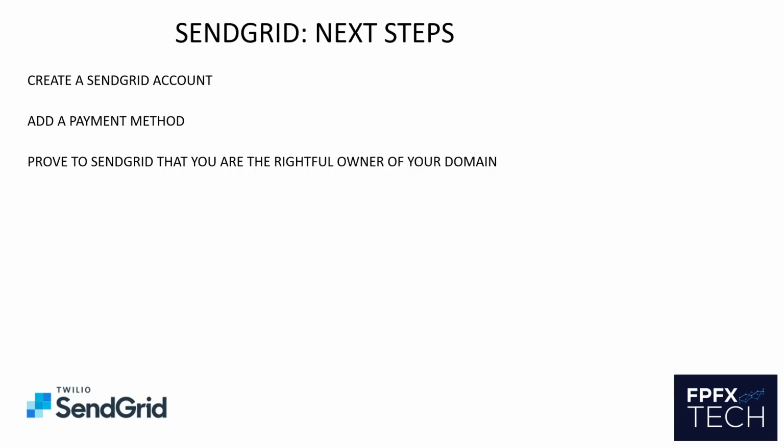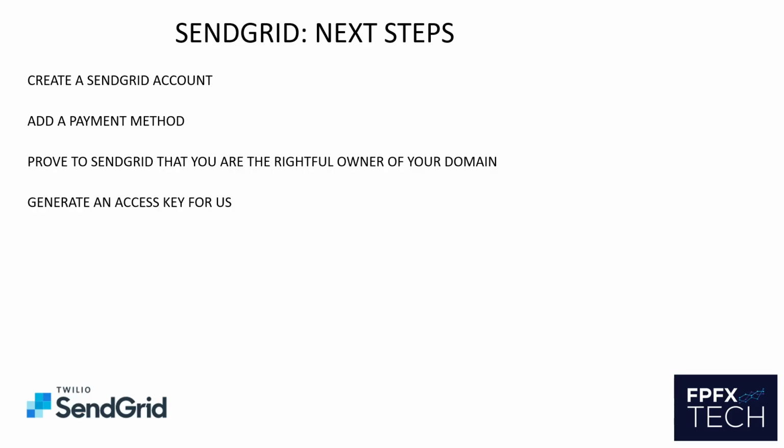Until you do those three steps, SendGrid won't allow emails to be sent other than in very small quantities, and they won't allow emails to be sent under your domain. So this is what catches people out. This is what the video is hopefully going to shed some light on.